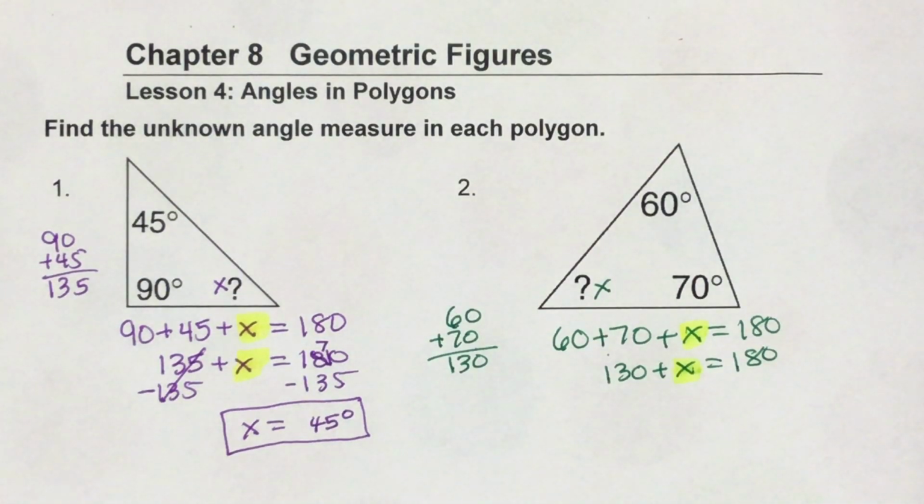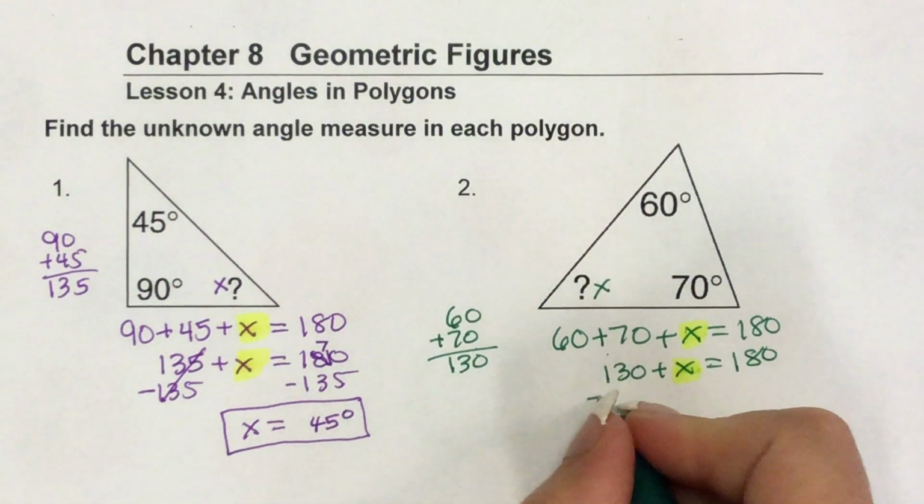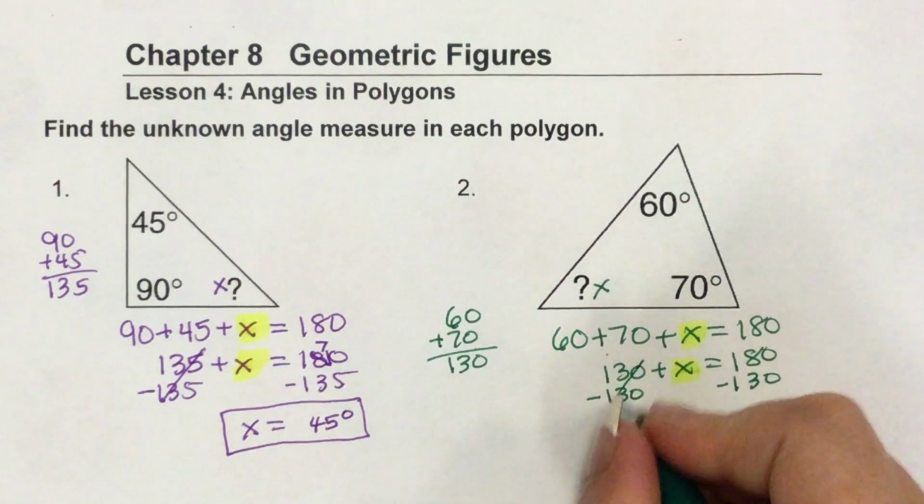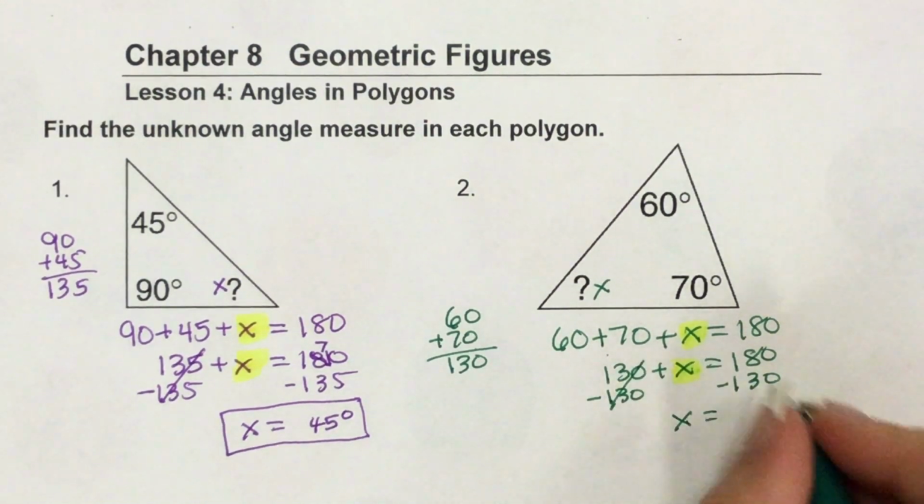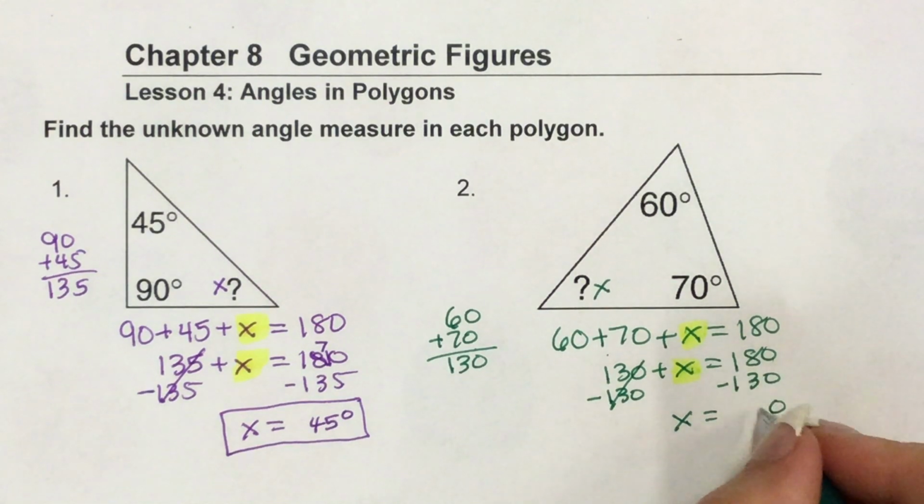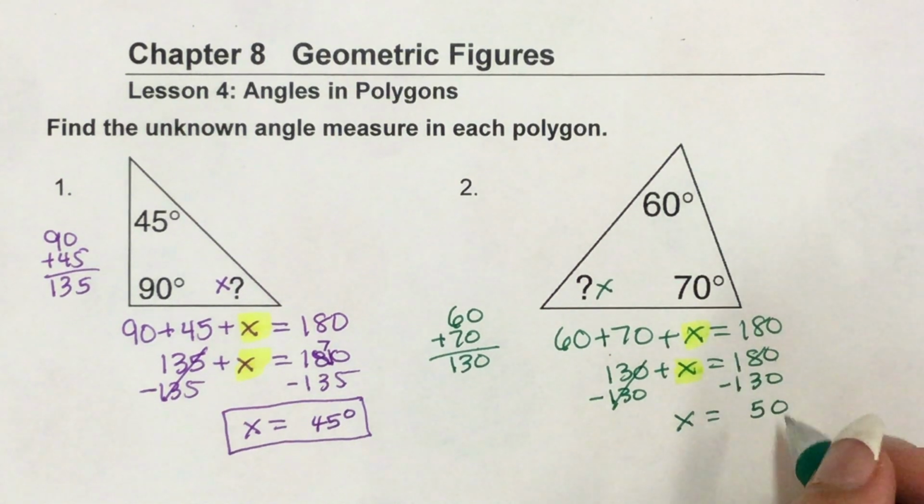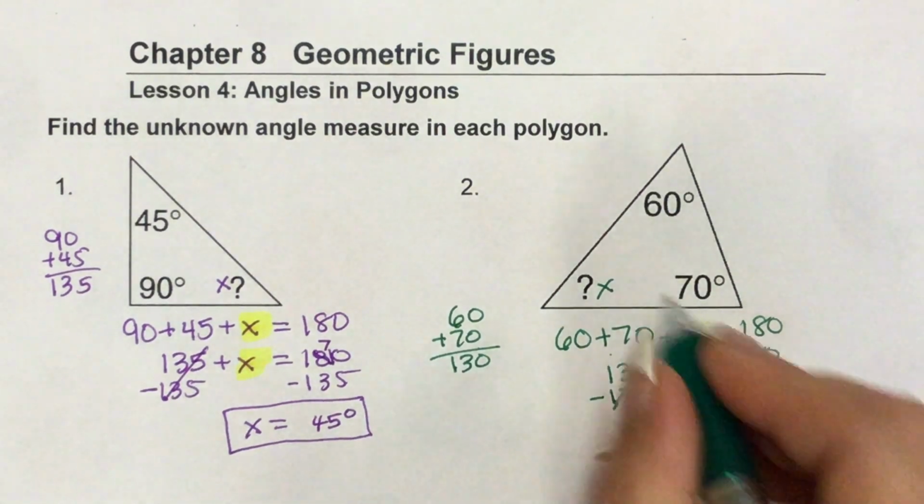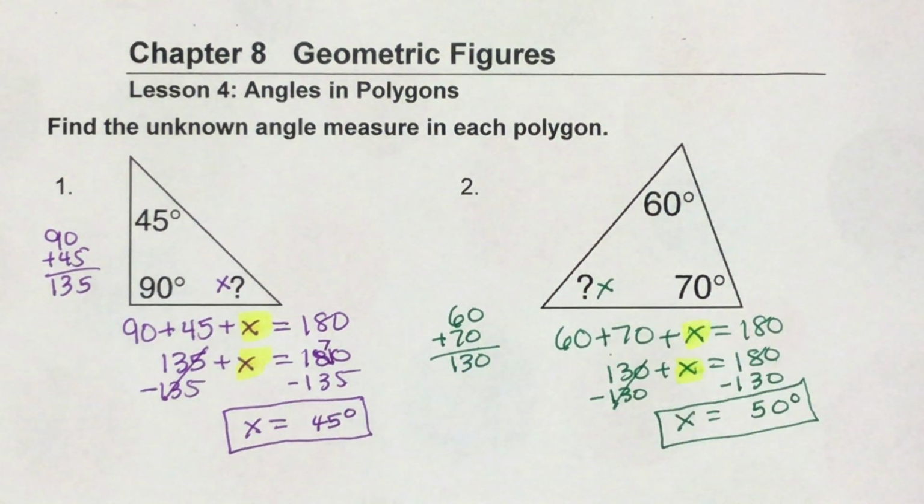That means we need to do the inverse operation of addition, which would be subtracting 130 from both sides of the equation. That becomes 0. We end up with x. This is 0. 8 take away 3 is 5. 1 take away 1 is 0. So it ends up being 50 degrees. That is the unknown measure right there, 50 degrees.